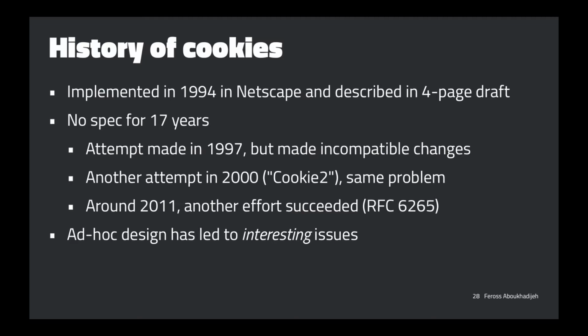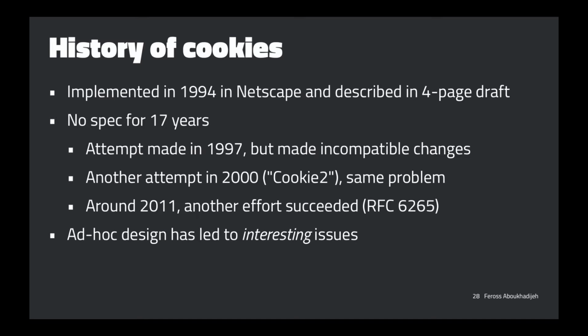Then there was another attempt made in 2000, and this one had the same problem. It was called Cookie 2, and it was really ambitious. It tried to fix all the problems, and everyone ignored it. Finally, in 2011, a group of people wrote an RFC that the browsers actually follow, and it just describes the way cookies work. The inconsistencies between browsers are not as bad as they used to be in the bad old days, but because the design was developed in a very ad hoc fashion, it's a really gross spec, and it doesn't really make sense in a lot of ways.